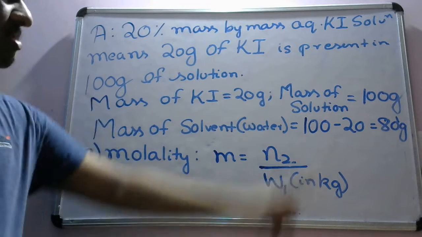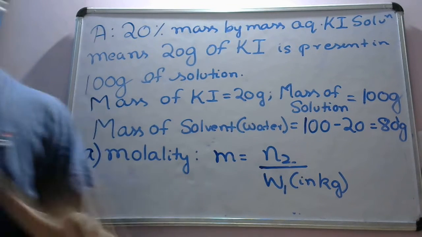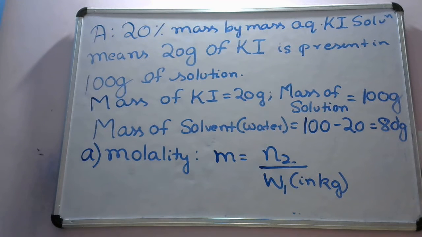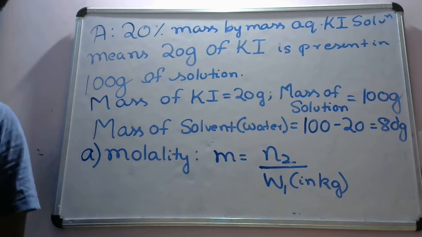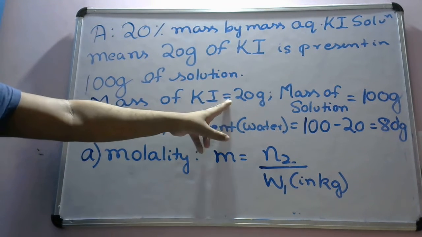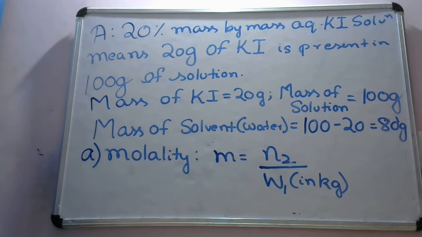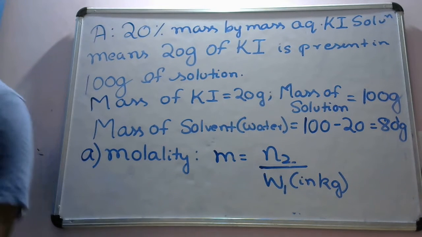Okay. So mass of solvent we have, that is 80 grams. We need to find out the number of moles of KI. So to find out number of moles of KI, what do we need? Number of moles equal to given mass by molar mass. So we have the given mass of the solute. Solute is KI, 20 grams. Molar mass of KI we can calculate very easily, that is molecular mass of KI. Let us do it in the next step.